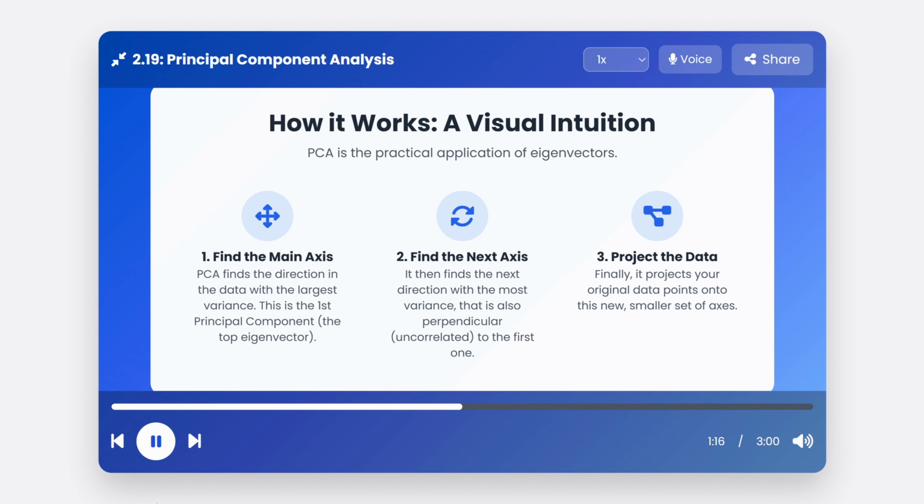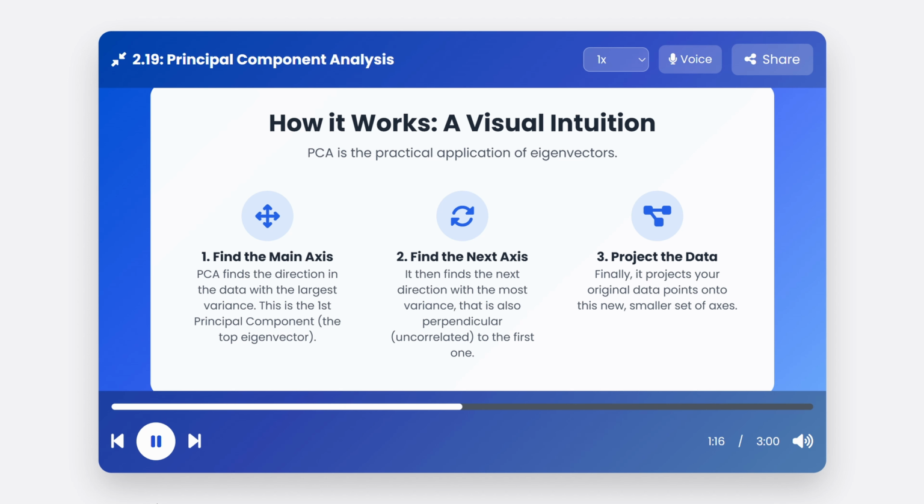So how does it work? This is where our knowledge of eigenvectors pays off. PCA starts by looking at your cloud of data points and finding the direction through it that has the absolute largest spread, or variance. This direction is the first, and most important, principal component. It is the eigenvector with the largest eigenvalue.